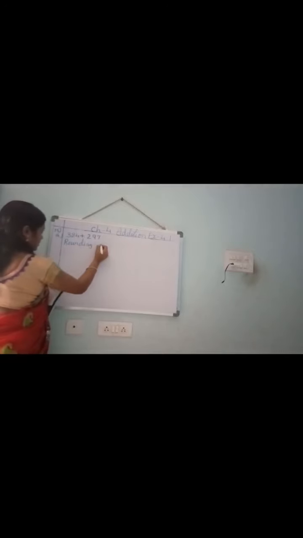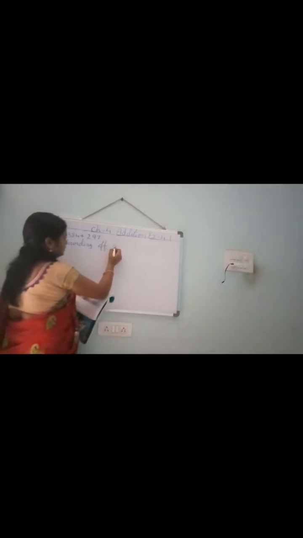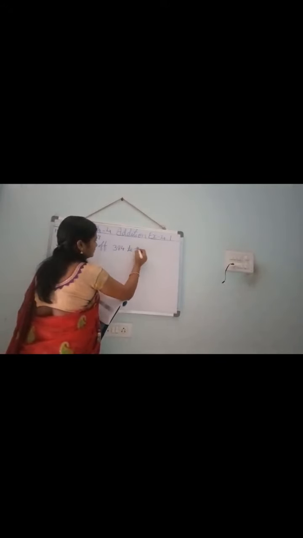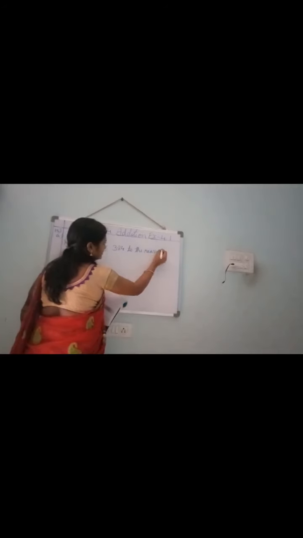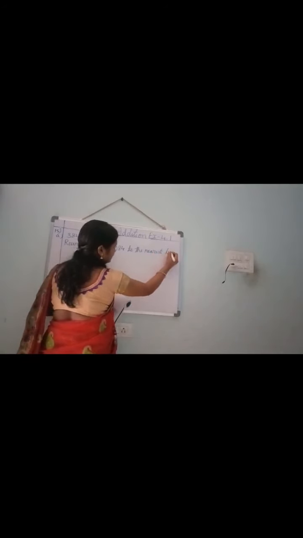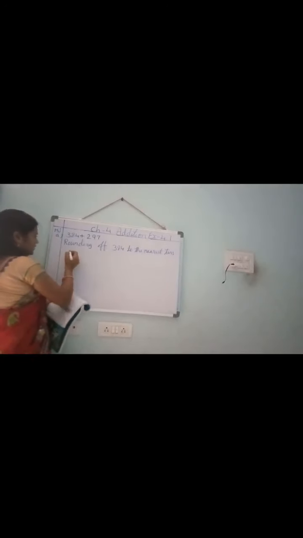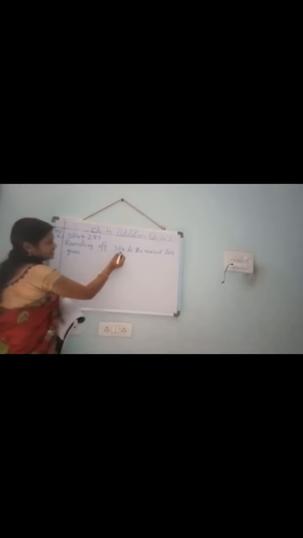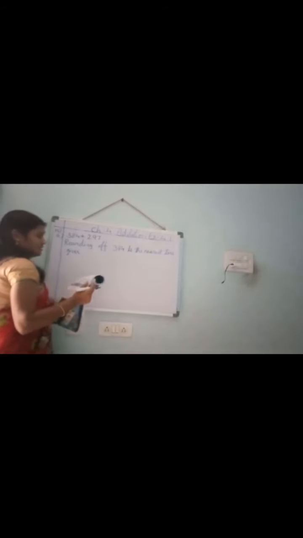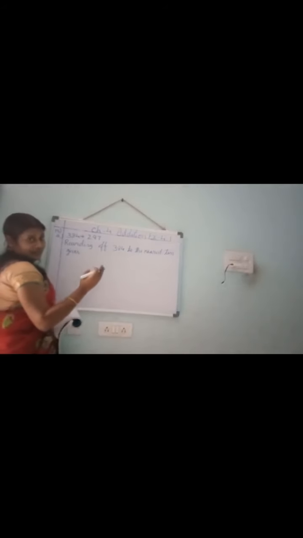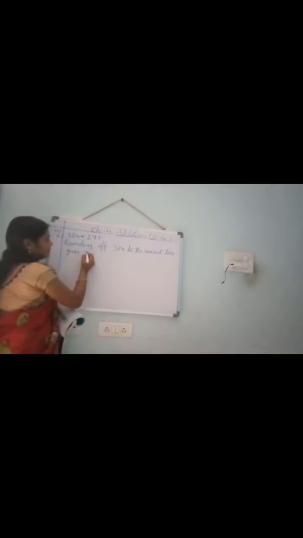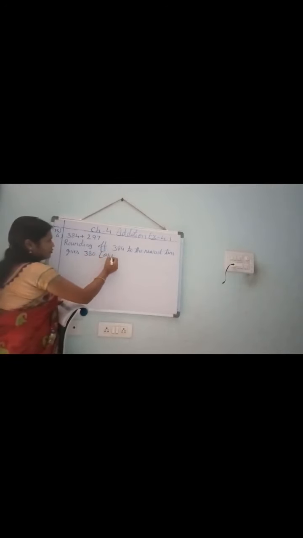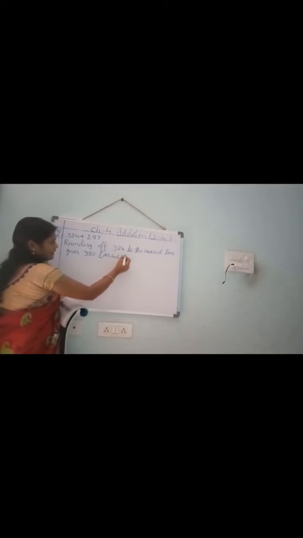Rounding of 384 to the nearest tens gives, nearest tens. Which number will come nearest tens? Tell me. See, 4 is lesser than 5. Yes, that's why. Which number will come? 380 will come. Yes, as 4 is less than 5.